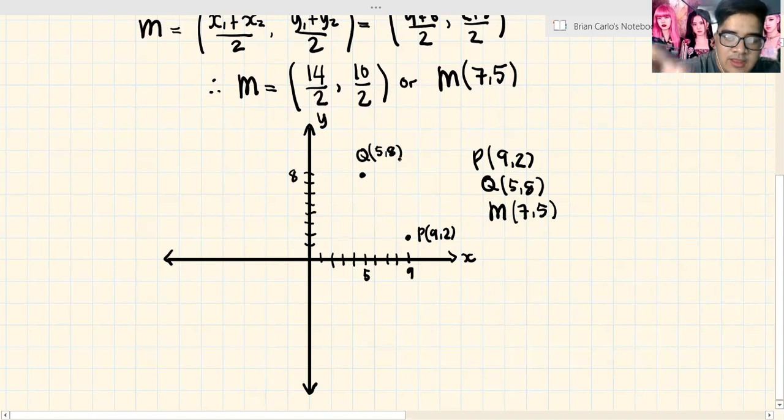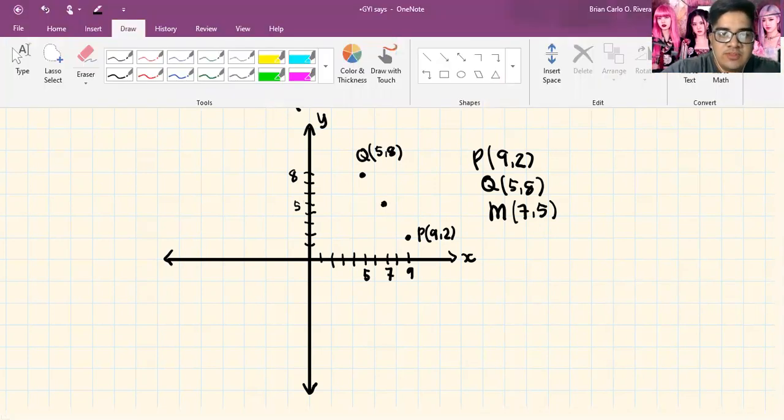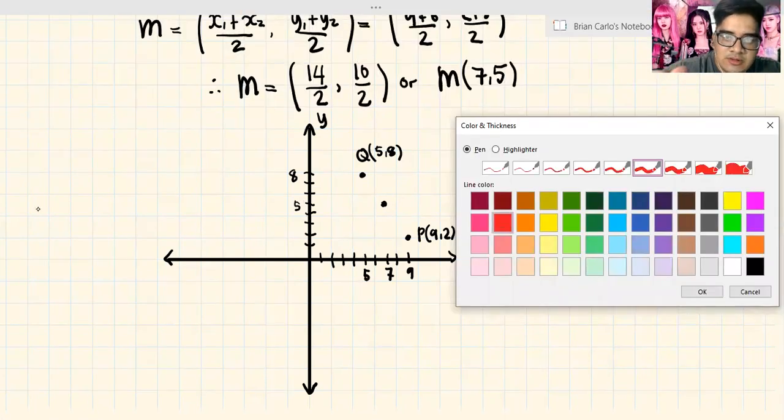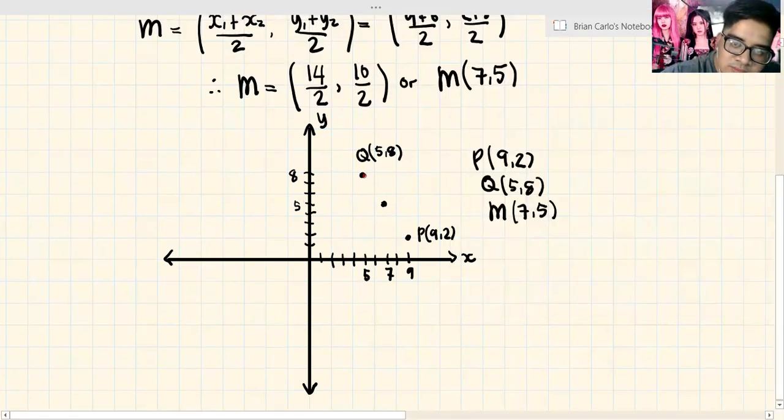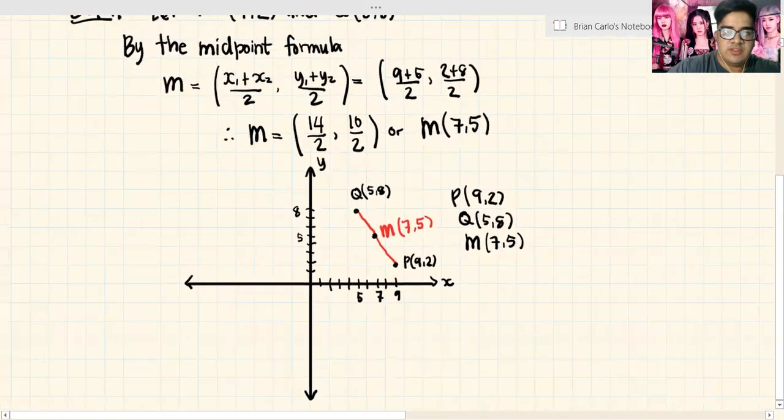Ngayon, ano yung midpoint? The midpoint is (7, 5). This is 7. And bilang tayo ng 5. Sa y-axis, 1, 2, 3, 4, 5. This is 5. And this is approximately, this is (7, 5). Diba? As you can see, it is actually the midpoint of the line segment. And let's color this. Okay, so, ayan. Siguro justifiable naman yan na it is the midpoint. This is M. M, which is (7, 5).